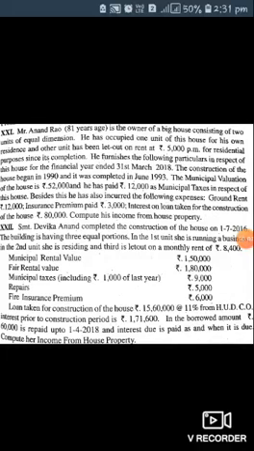Today's topic is about computing income from house property. We have two examples, so let's see them one by one. First is Mr. Anandrav, 81 years old.